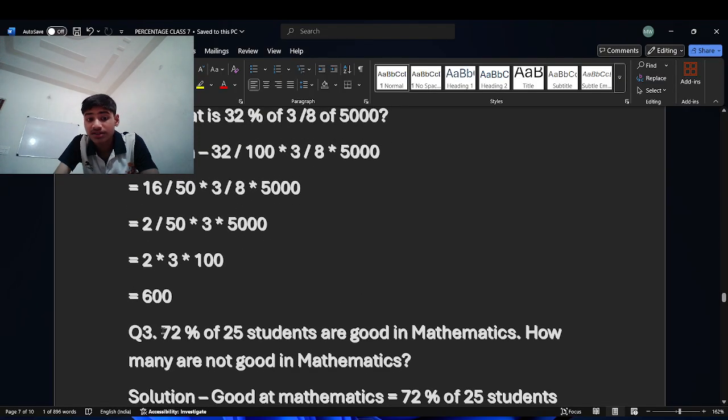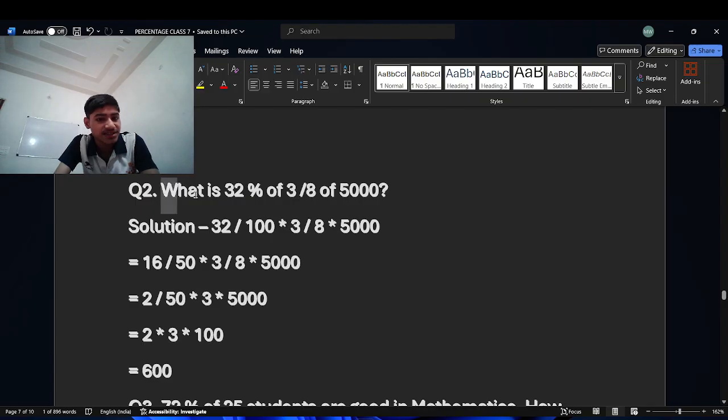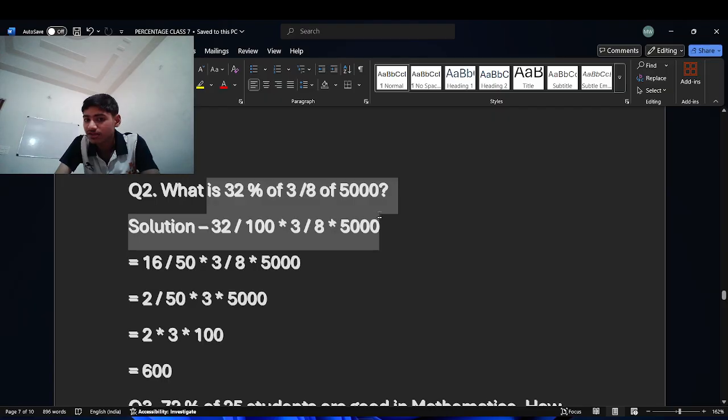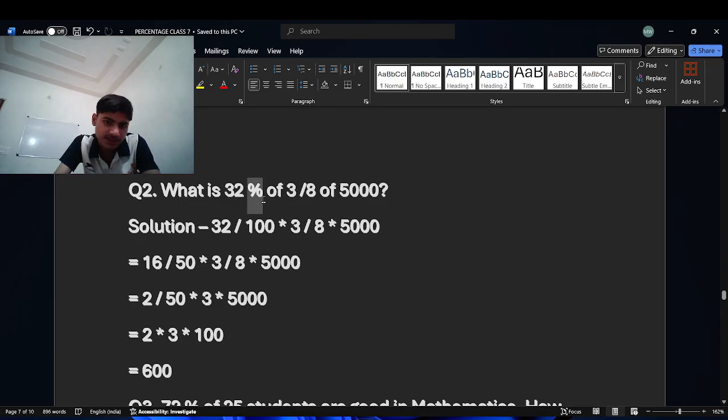So the second question, and the third question too, are trending in exams. Second question: what is 32% of 3 by 8 of 5000? Of means multiply. So multiply 32 by 100. If you have to remove the percent sign, divide by 100.